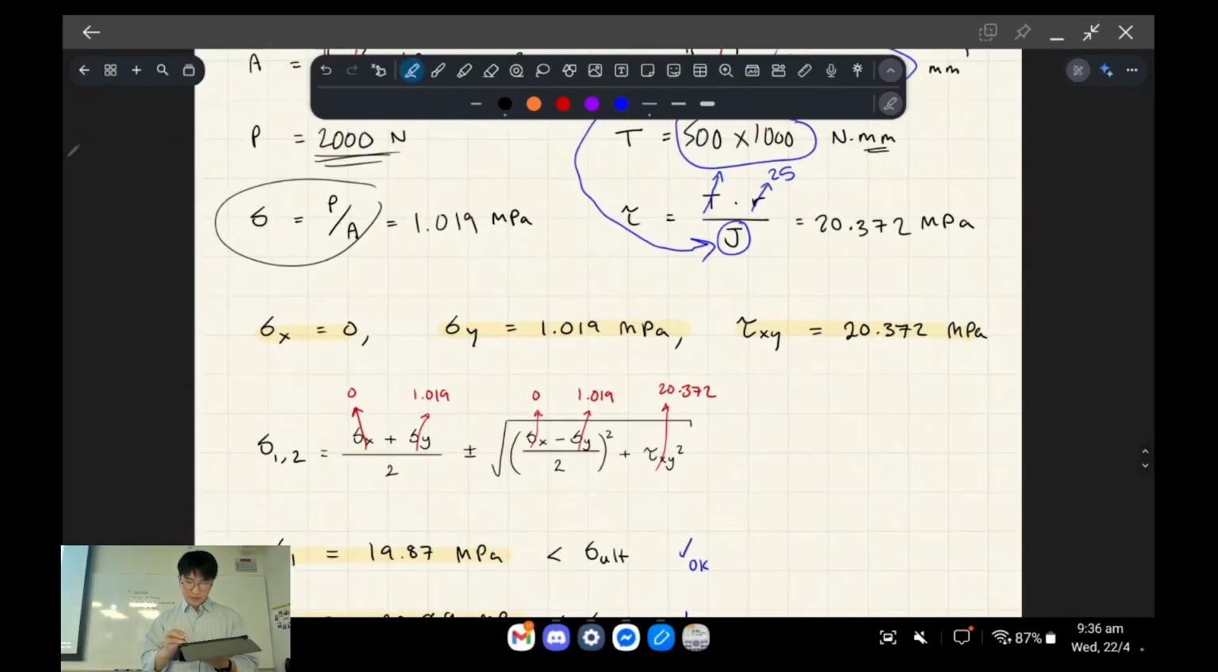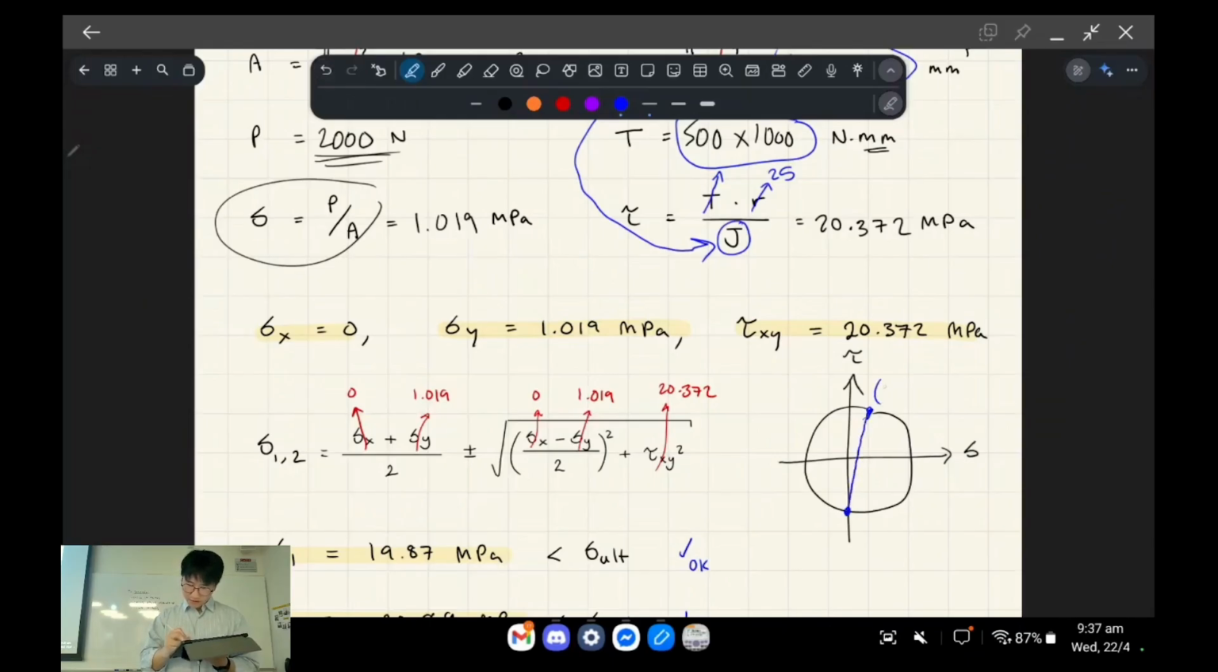So if I was to graph this on a Mohr circle, it might look like this, okay? So this is axial stress and shear stress, right? And basically we're here and here, okay?